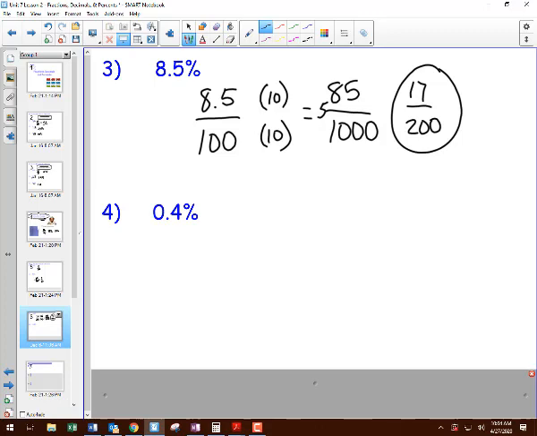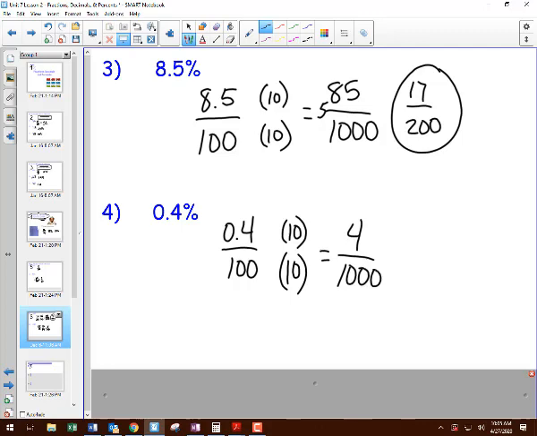All right, we're mixing decimals and percents again. Remember, it's just out of 100. So I'm going to start off by going 0.4 over 100. That'll get rid of that percent sign. Now I have to work to get rid of the decimal. I'm going to multiply both the numerator and the denominator by 10, and that's going to leave me with 4 over 1,000.